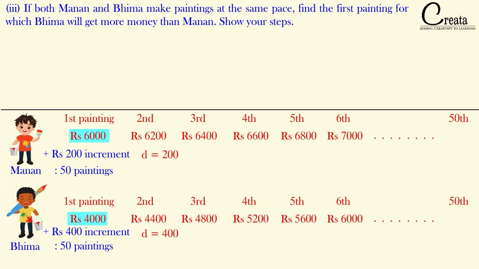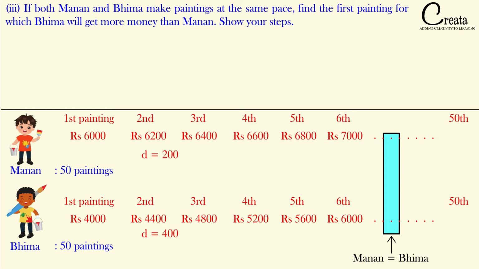So the increment of Bhima will be more as compared to Manan. After some time, we'll reach a point when Bhima will get the same amount of money as Manan. Are you getting this? Why? The increment of Bhima is rupees 400, which is more as compared to Manan.